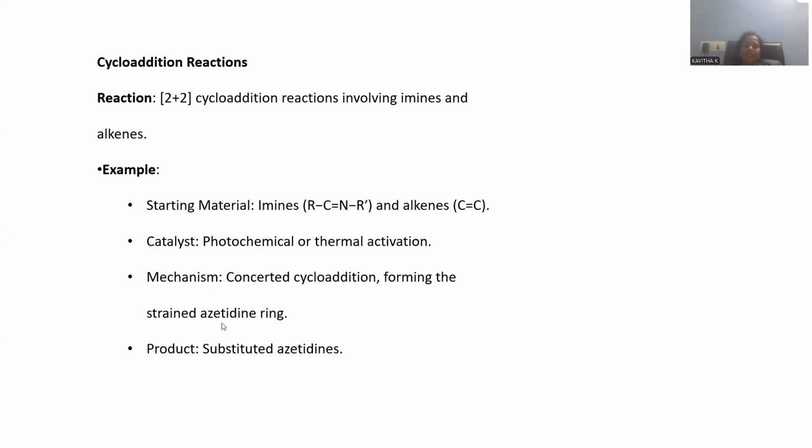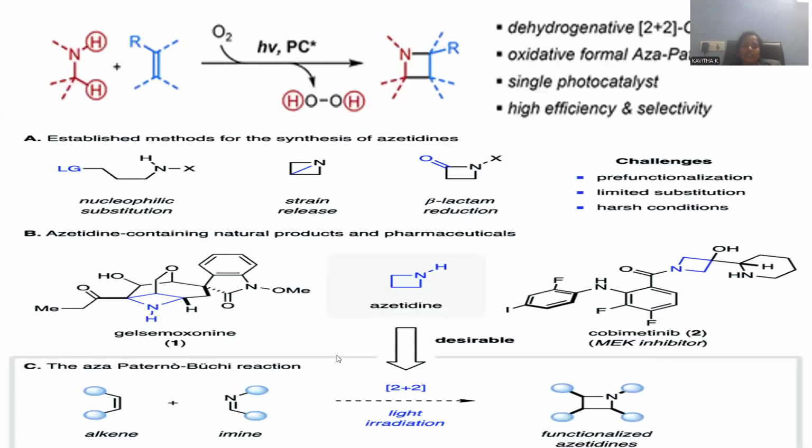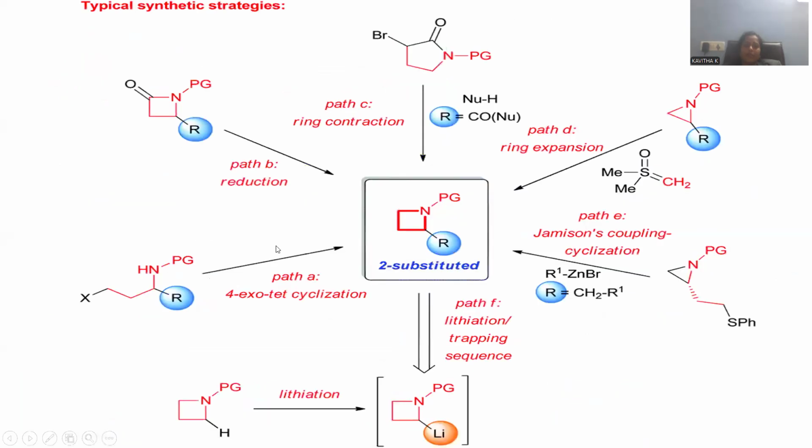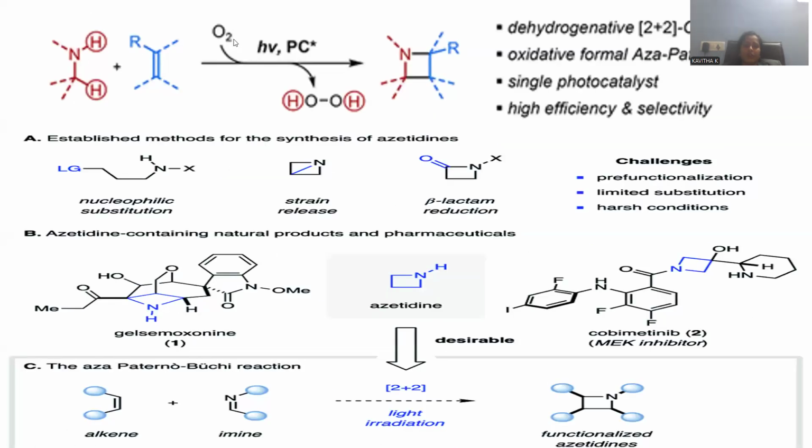Azetidine ring formation is possible, and that is a highly strained one. The product will be a substituted azetidine. Let me show the reaction. Here you can notice the imine moiety and olefinic double bond under h nu conditions, giving rise to a four-membered ring system called azetidine. That is the way azetidine molecule formation is possible.